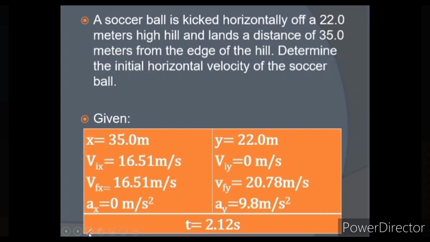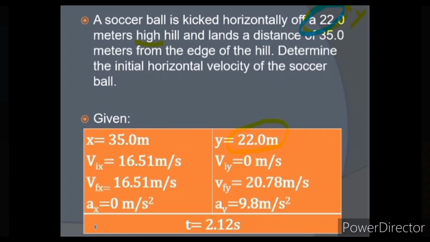So, before we answer that, we need to identify again your given. You have here the ball kicked horizontally off at 22 meters high. So, this would be your y. Let me change my ink so we can see the color. Okay? So, it says kicked horizontally off.